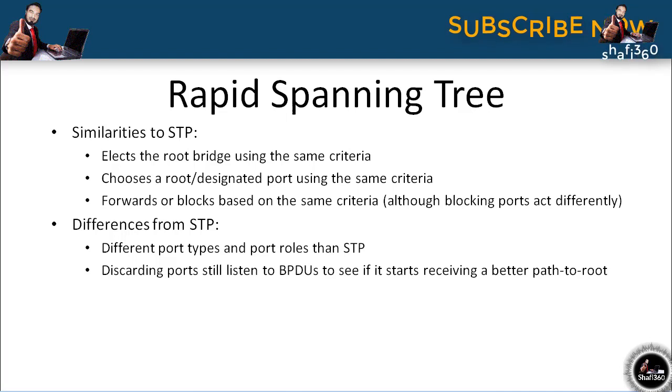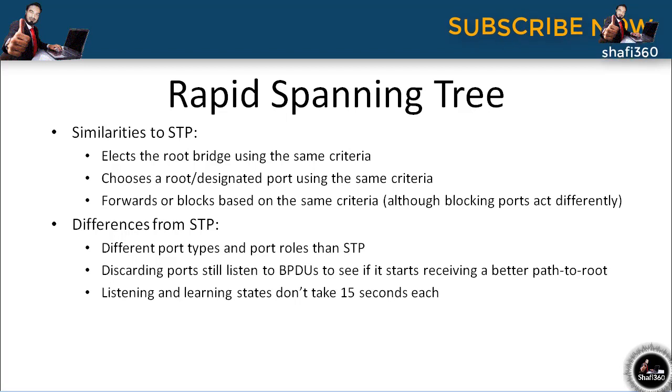However, it will still listen to the BPDUs coming in on that port so that it can determine, yes, I can still get to the root going through this other port. And we'll talk about how that all works here in just a little bit. It's really kind of neat how it all works. In rapid spanning tree, the listening and learning states don't take 15 seconds each like they do in the regular spanning tree. All of this adds up to faster convergence, and you'll see this in the lab. We'll go through the same process of breaking our spanning tree VLANs while we're running that continuous ping, and you'll see that instead of taking 20 seconds, it takes about 5.